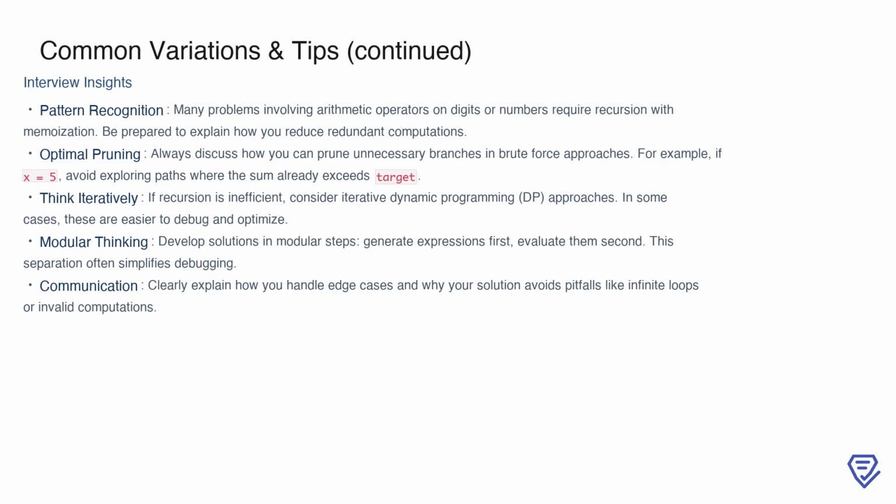Optimal pruning is another important point to discuss. For example, if x equals 5, you can avoid exploring paths where the sum already exceeds the target by cutting off those branches early. Thinking iteratively is also valuable. While recursion is common, iterative dynamic programming can sometimes be easier to debug and optimize. Another helpful strategy is modular thinking, breaking the solution into steps, such as generating expressions first and evaluating them second. This separation simplifies debugging and makes your code more manageable.